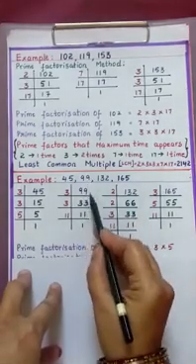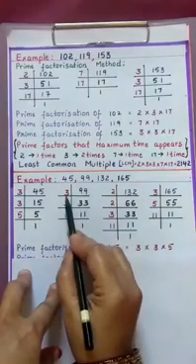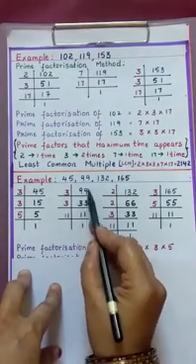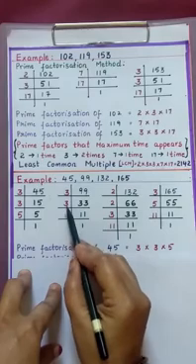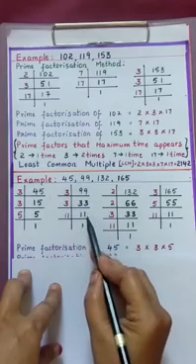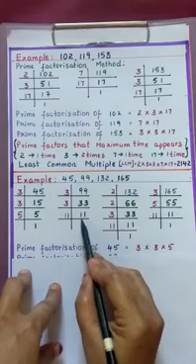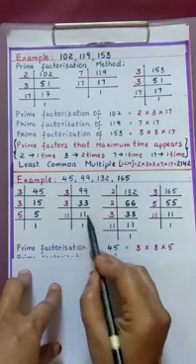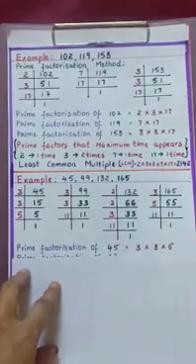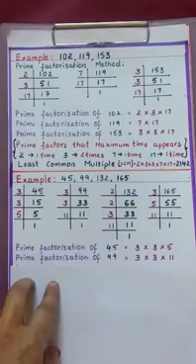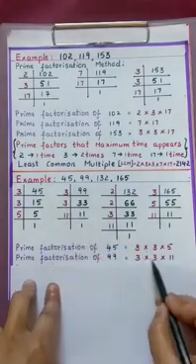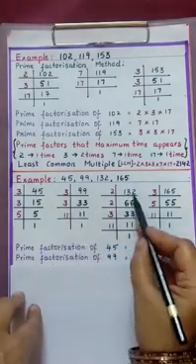Now come to the next number, 99, which is divisible by 3. 3 33s are 99. Again 33 is divisible by 3. 3 11s are 33. Again 11 is a prime number, which is divisible by itself. 11 ones are 11. Now the prime factorization of 99 we got is 3 into 3 into 11. Now come to the next number, 132.